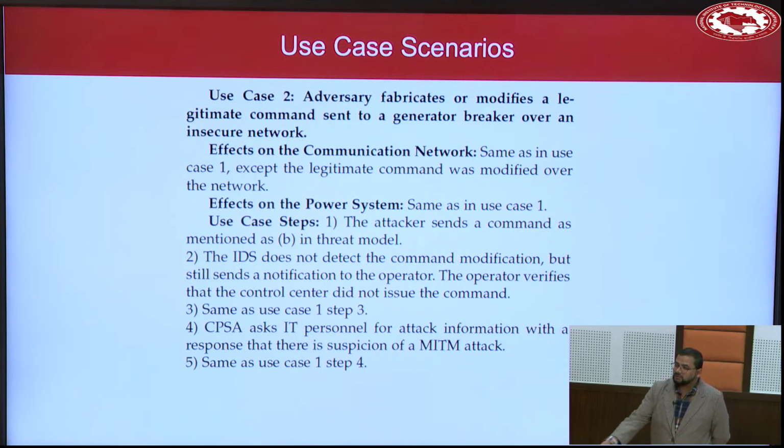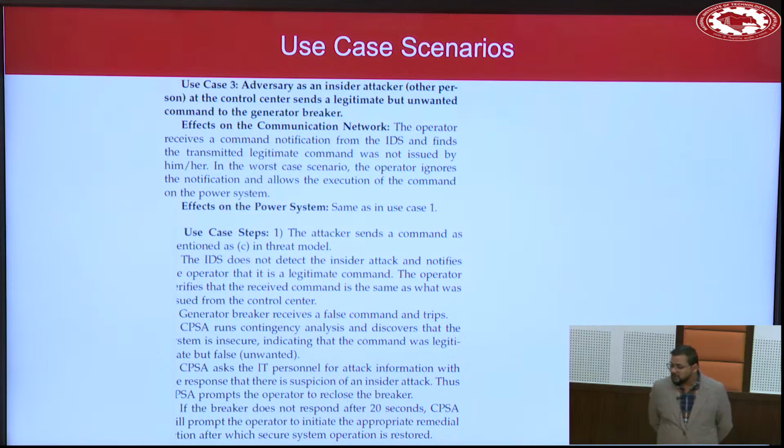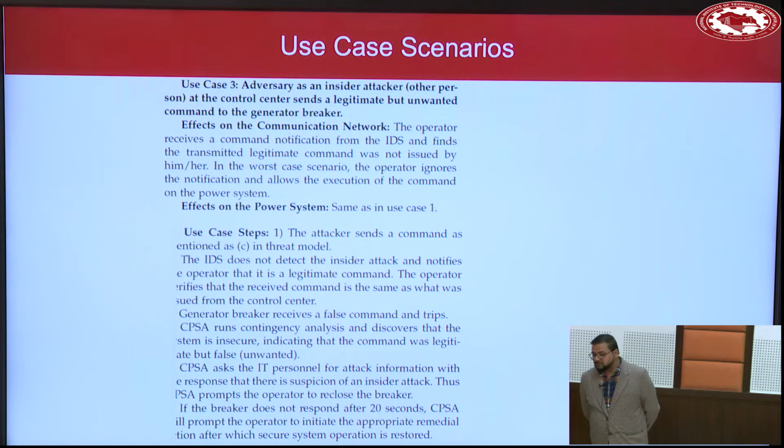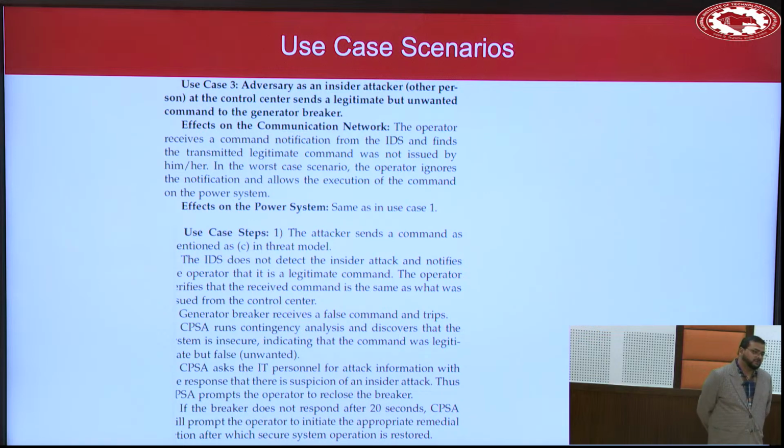In the third scenario, so I've got one more scenario, sorry. In the third scenario, I'm assuming the adversary is an insider attacker. That could be a person other than the operator at the control center, who sends a legitimate but unwanted command to the generator breaker. In this case, we assume the command was sent from the control center. Not the operator, someone else sent it because they're part of the network and in some way they got access to it.